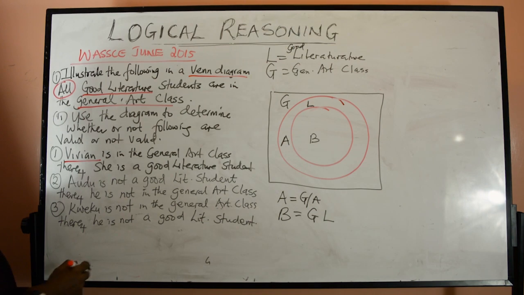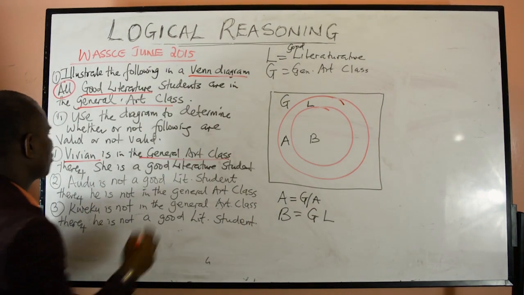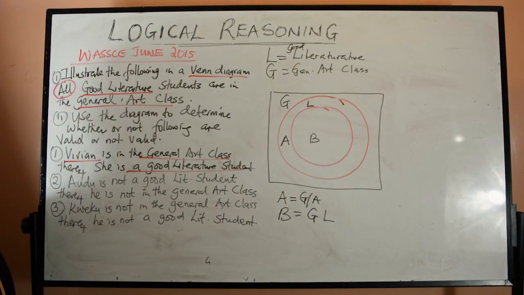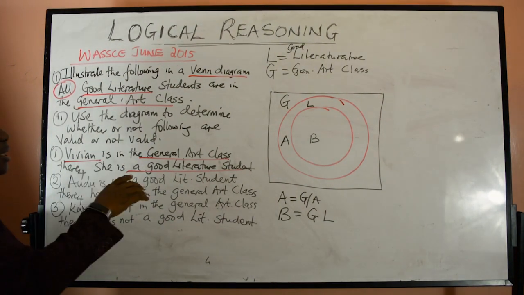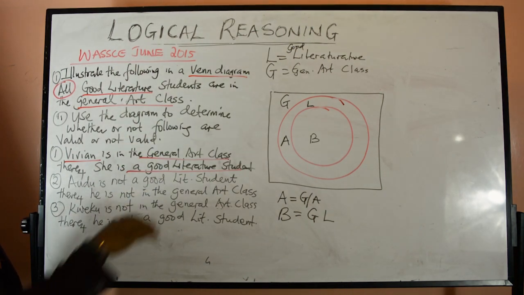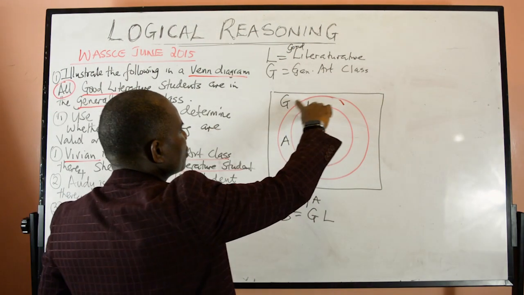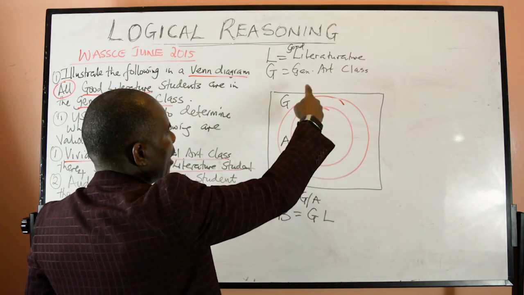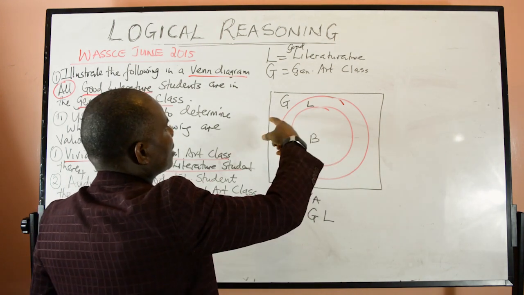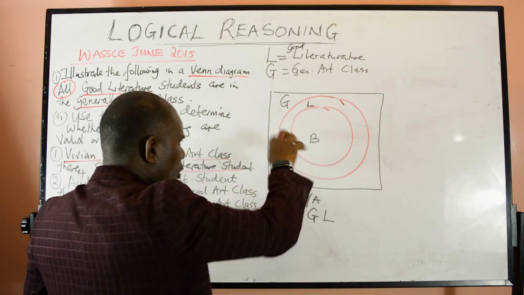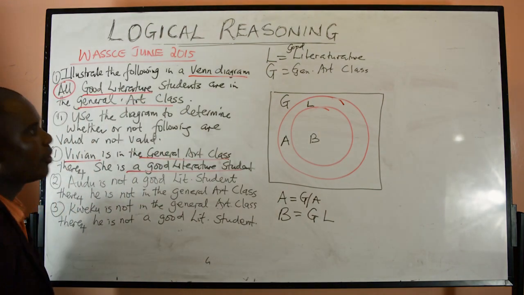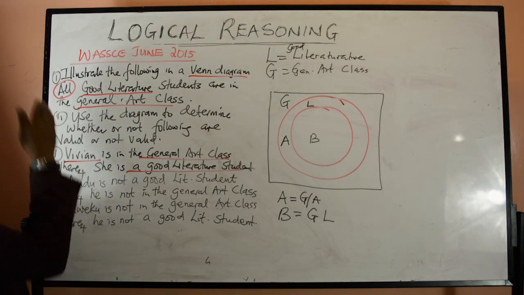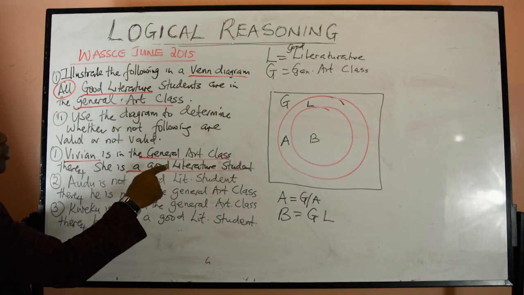The question says Vivian is in the general art class. So it implies therefore she is a good literature student. So Vivian, first of all, is inside the general art class. The general art class is the G. This is the big circle there, and inside that circle, the general art class, you can find out that all the letters are embedded inside. So let's come and now look at the conclusion. Then it says, therefore, she is a good literature student.